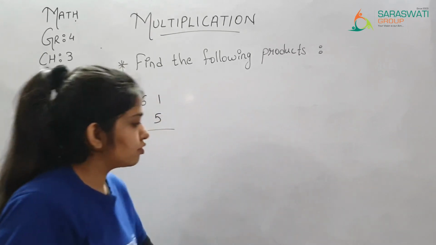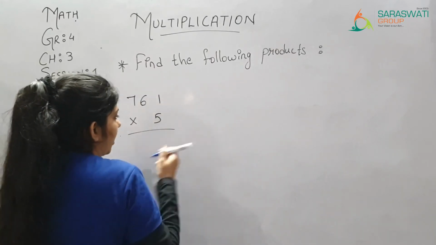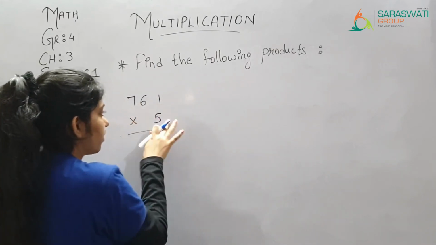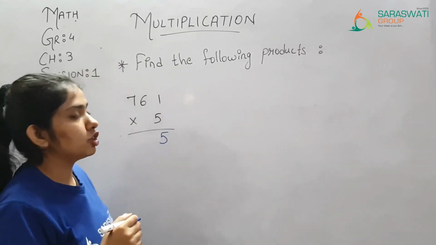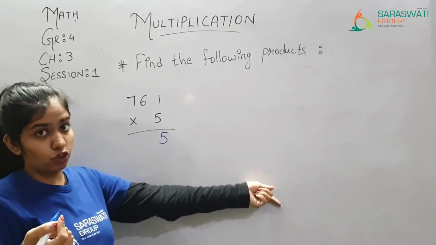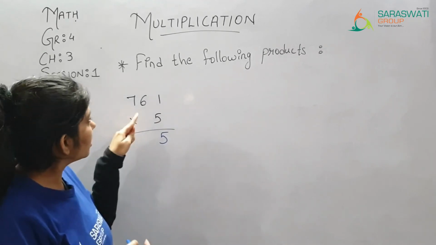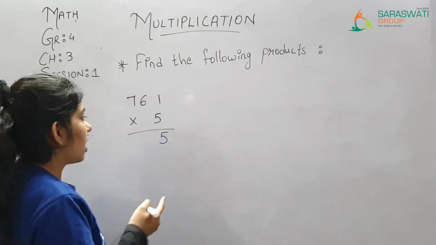So how are you supposed to solve? You will start from the ones place. 5 ones are 5. Then 6 5s are. If you know the table then it will be easy for you. But if you don't know the table, then add 6 + 6 + 6, five times, and you get the answer. But if you know the table, 6 5s are 30. So our answer is 30.